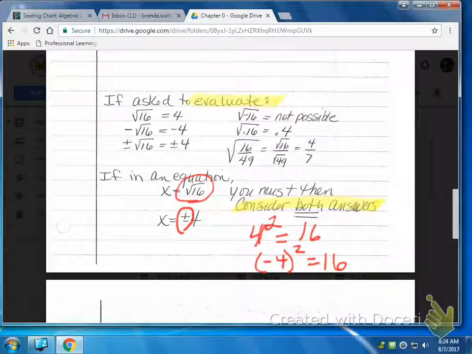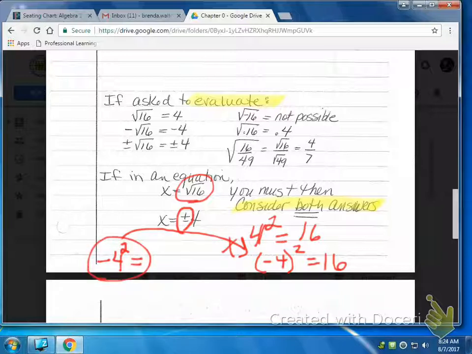Now I'm just going to get this out in the open here because this is a problem that comes up when we're talking about squares and square roots. Negative 4, not in parentheses, squared. I can tell you right now that this thing is not that thing. And if you put it in the calculator like the one on the left, you're not going to get 16, and you're going to think there's something wrong with your calculator. This one right here is the negative of 4 squared.